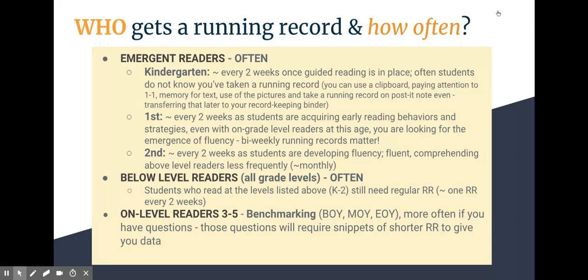And throughout the year, even if you're a fifth grade teacher, if you have questions, I would do a quick running record or text reading probe. So just a snippet of a shorter running record, maybe 100 words, so that you can easily figure out an accuracy percentage. So running records are an important tool for every teacher, kindergarten through fifth grade, for emergent readers, for below-level readers, and in terms of benchmarking for on-level readers 3 through 5.